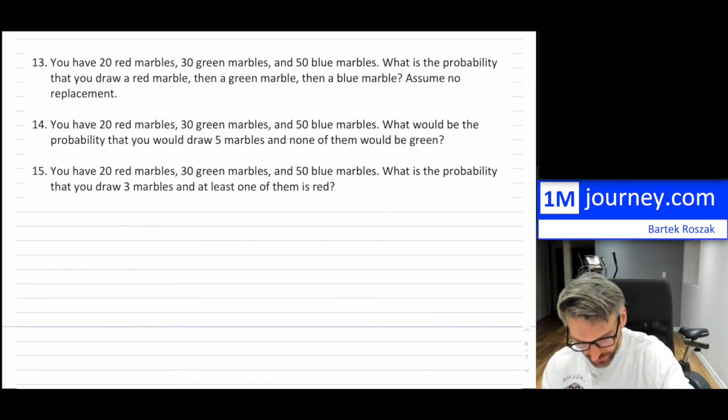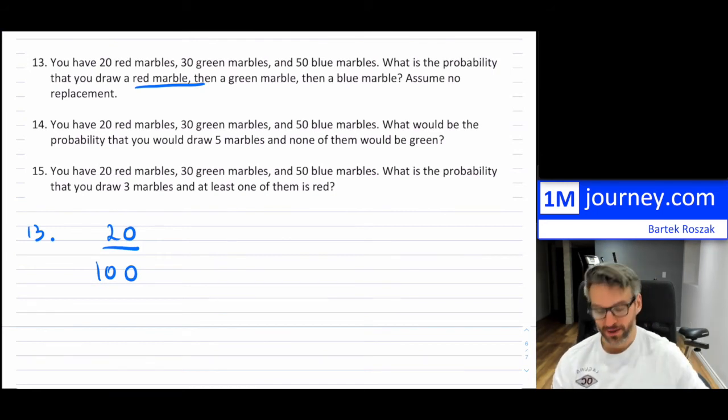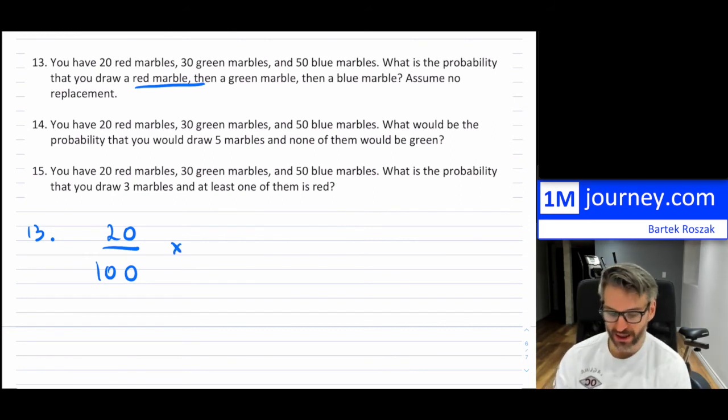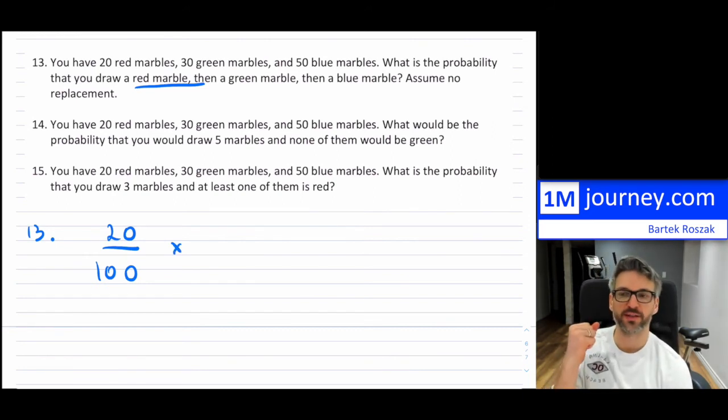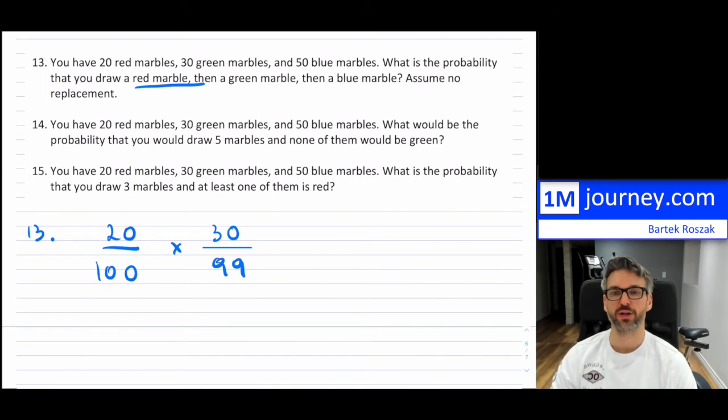So here, for question number 13, first we want to draw a red marble. What's the probability of drawing a red marble? Well, if there are 100 marbles in total, there's only 20 of them that are red. So that is the probability on your first go. Now, you're going to be multiplying it. You have taken out and lost 1 red marble. Now you want to see if there is a green marble. How many green marbles are there left? There's 30 green marbles, but there's only 99 marbles left in total because you took away one of the red ones.